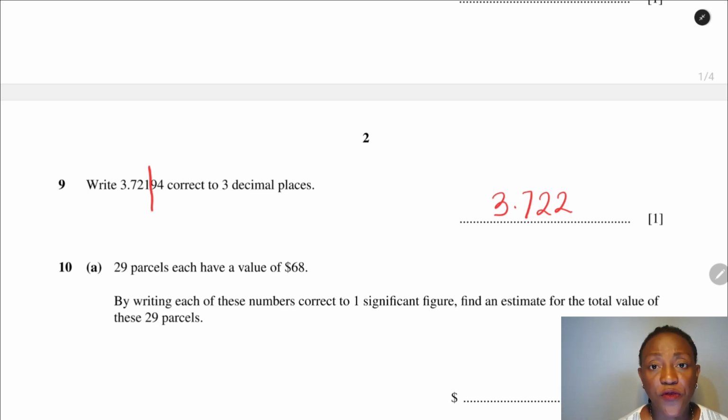Now, aside from just writing the decimal point or significant figures, sometimes we need to apply this knowledge in answering questions. The next couple of questions will be applying this knowledge to answer them.